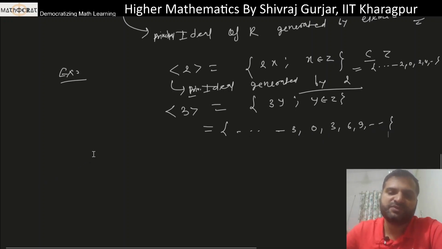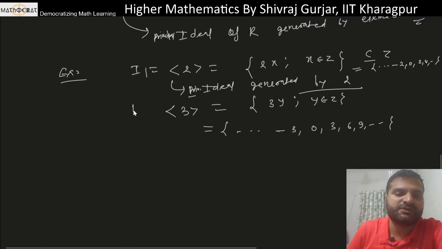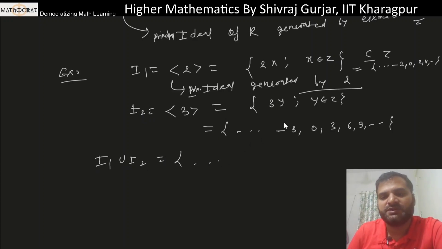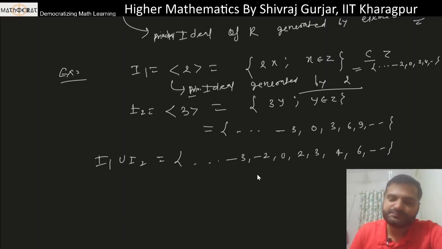Now we have shown this; let's call this I1 for the time being and this I2. If we take I1 union I2, which elements will be in it? Look, -3 will be there, from there -2 will come, 0 is already there, from here 2 will come, from here 3 will come, from there 4 will come, from here 6 will come. So that's fine.